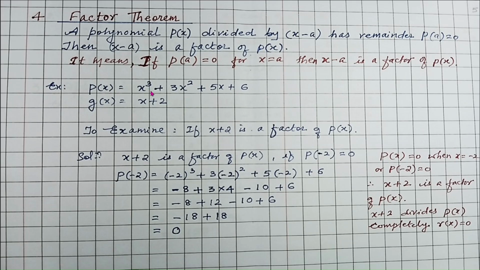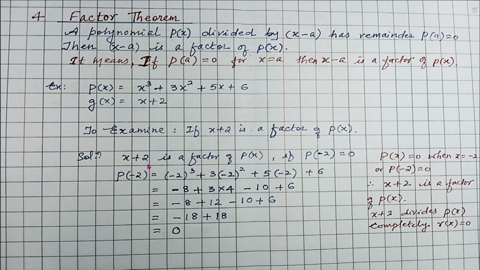Now p of x is equal to x cube plus 3x squared plus 5x plus 6, and we have a binomial x plus 2 here. Now let us find out whether x plus 2 is a factor. What we do here is find the 0 of x plus 2: x plus 2 equal to 0, or x is equal to minus 2. X is equal to minus 2 is the 0.